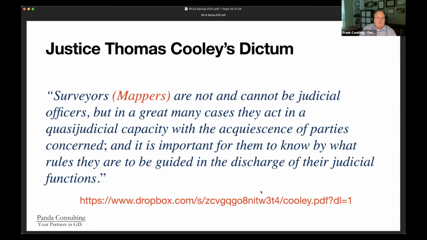It's important for them to know by what rules they are guided in the discharge of their judicial functions. It basically means that you shouldn't be creating new land interests by just thinking, oh, I can just draw it out with the measurements and put it where it is.